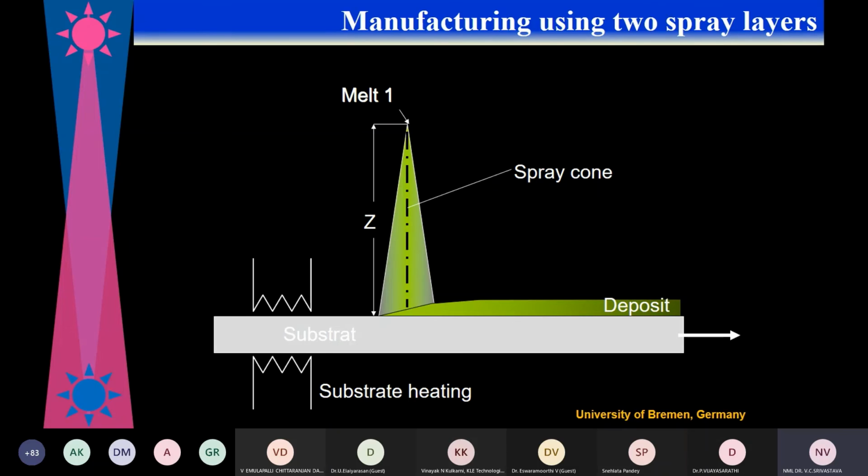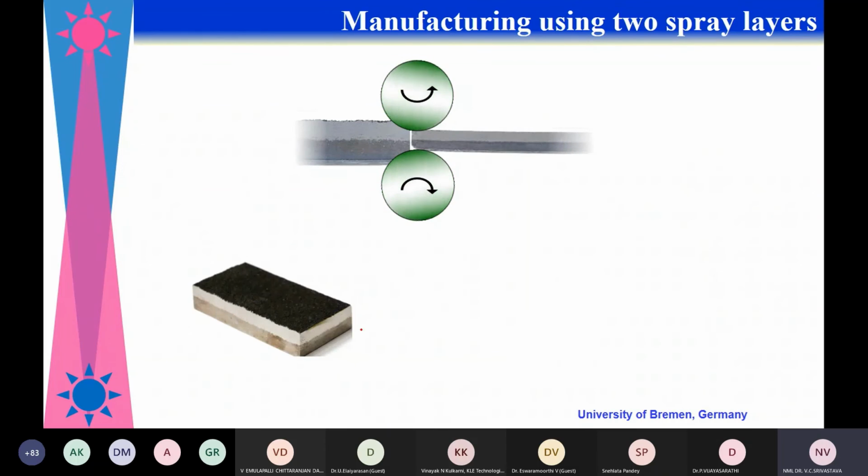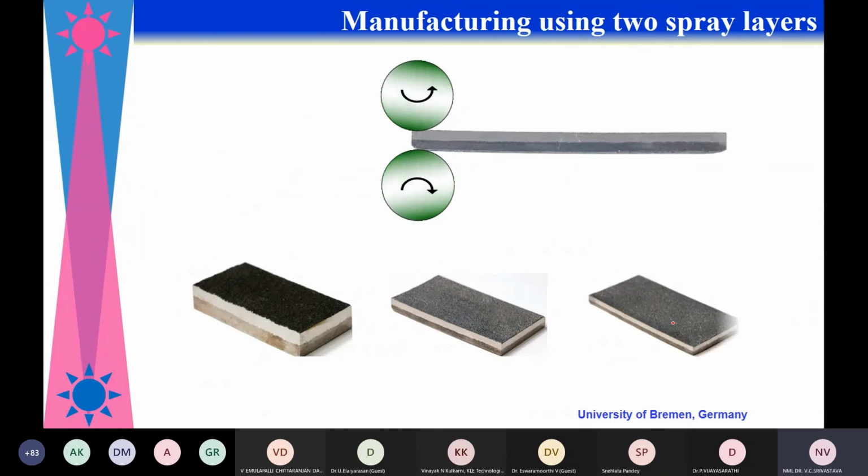And manufacturing using two sprays. This is melt one. Say if you spray melt one, there is a deposit. And what you can do is have a second melt spray also. So you can get bimetallic materials in this. And these bimetallic materials can be further rolled to get very dense material here. So you can see that after rolling this material, this interface can be modified, and once you do some heat treatment of this, after heat treatment, you can get bimetallic materials.